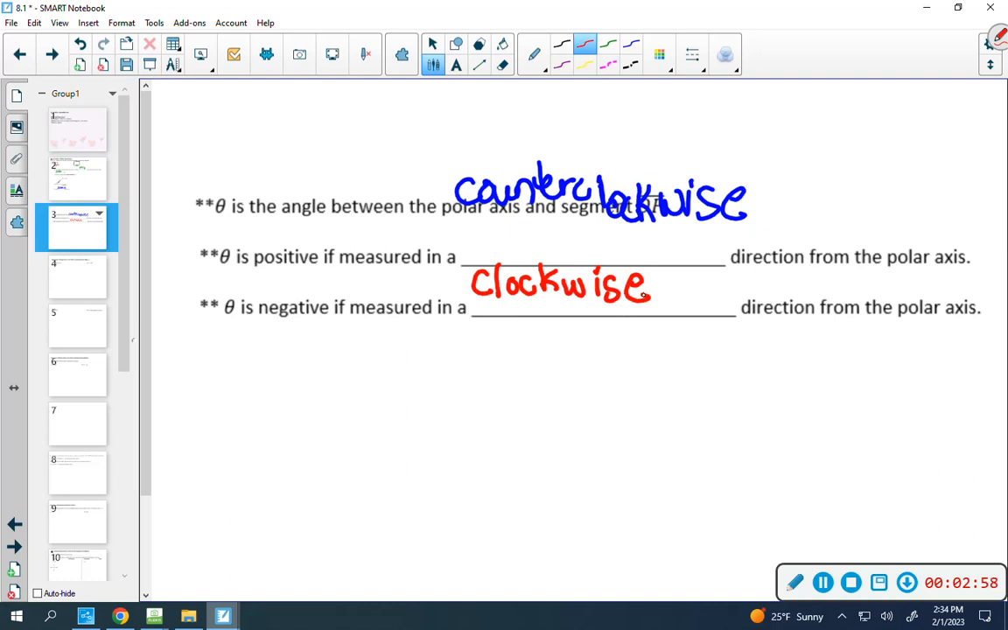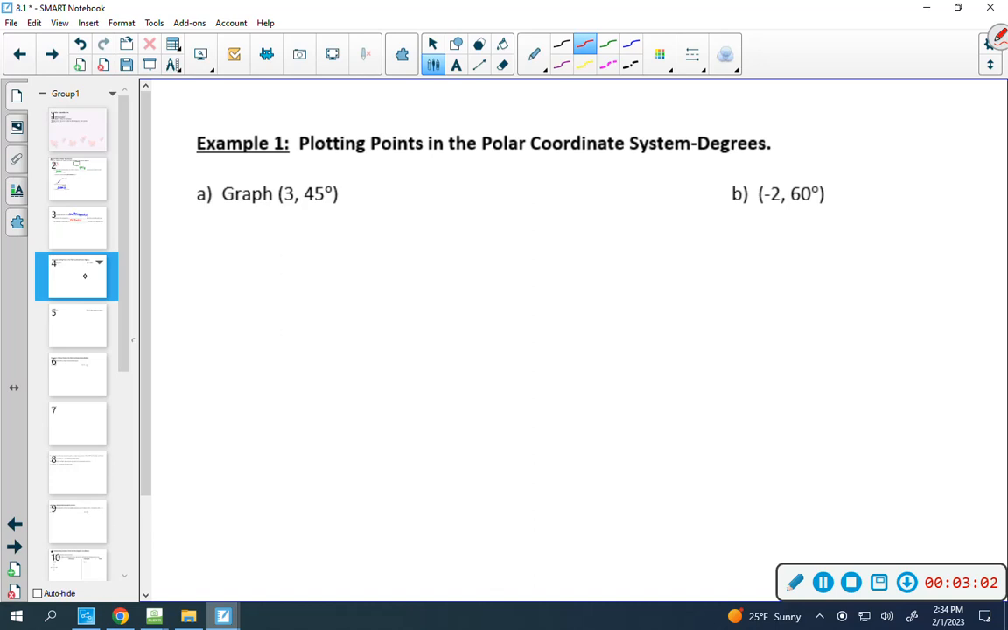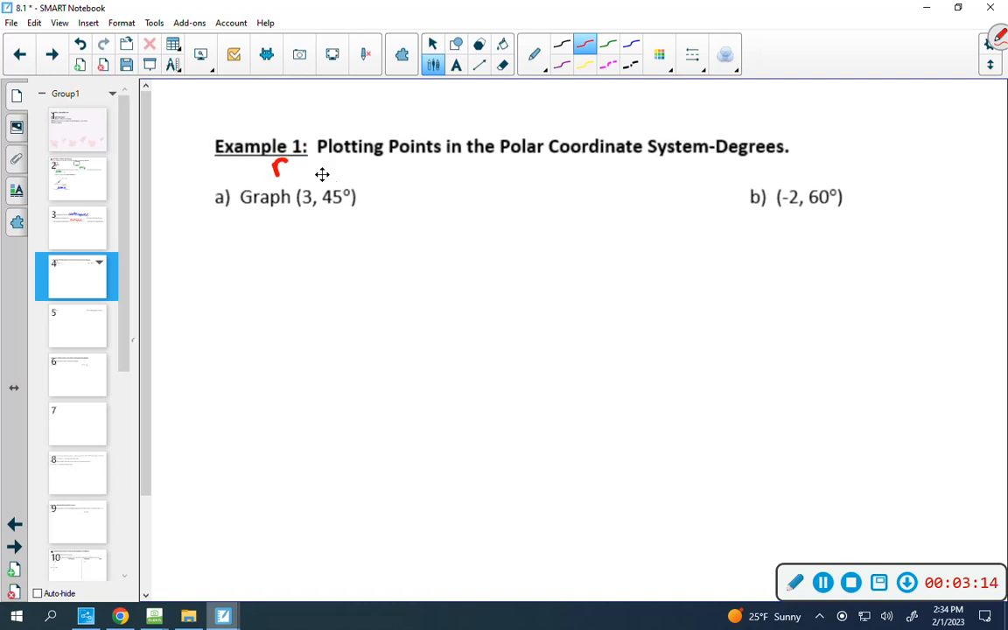So here we go. Plot the points in the polar coordinate system. So remember, do not look at these as x comma y. You're looking at it as radius, so 3 units, and then of course our angle, I'm trying to draw a theta. So first off, I'm going to switch to black here. I'm just going to draw my x and y axes here.